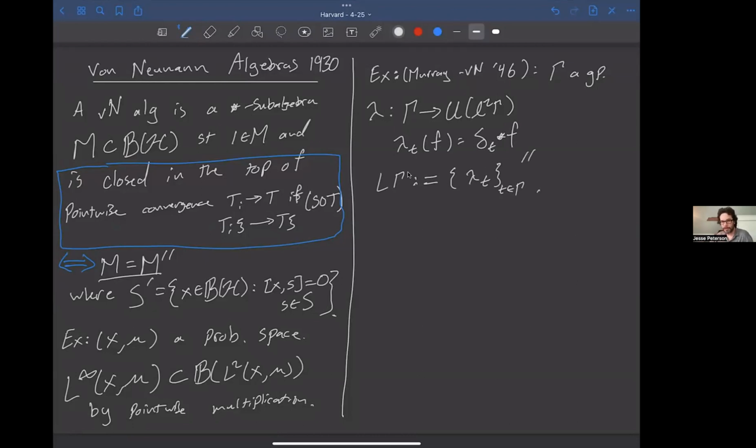Why were they interested in this von Neumann algebra? Well, it's useful to think of what happens when gamma is abelian.